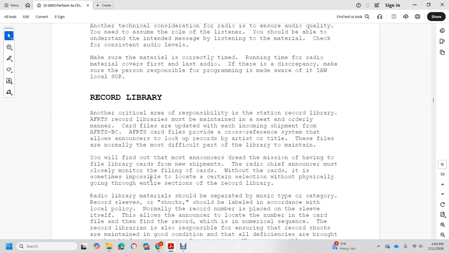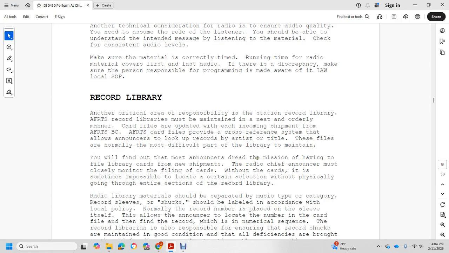The record library. Another critical area of responsibility is the station record library. The Armed Forces Radio and Television Service record libraries must be maintained in a neat, orderly manner, with card files updated with each incoming shipment from AFRTS-BC. The card files provide a cross-reference system that allows announcers to look up records by artist and title. These files are normally the most difficult part of the library to maintain.